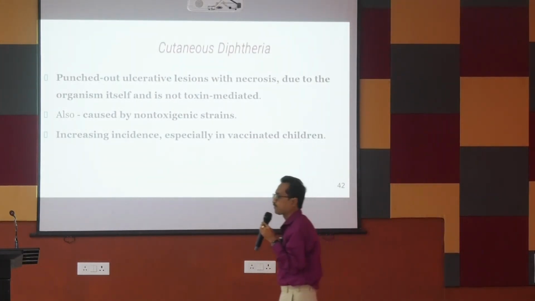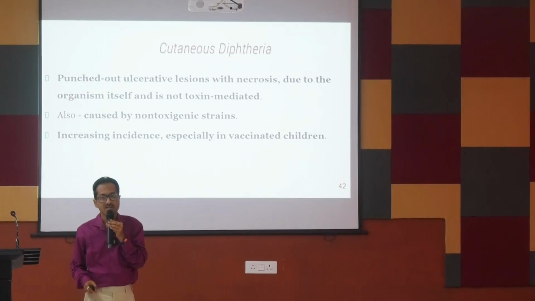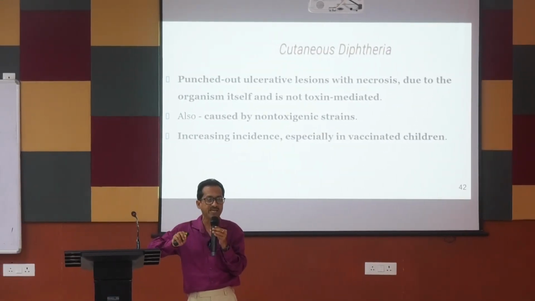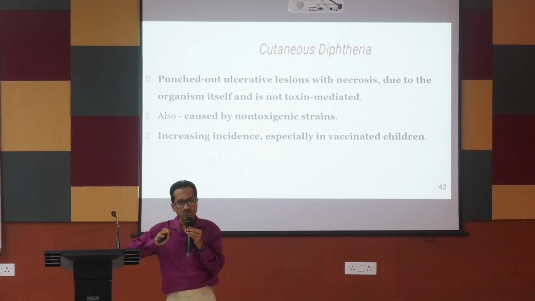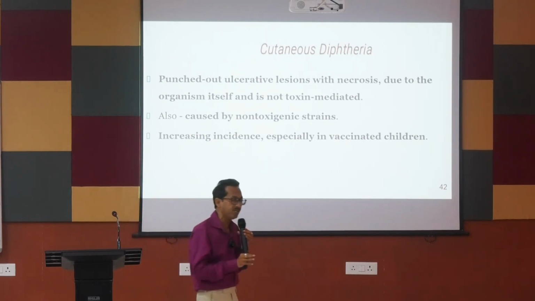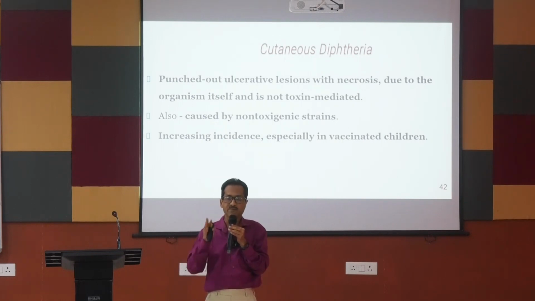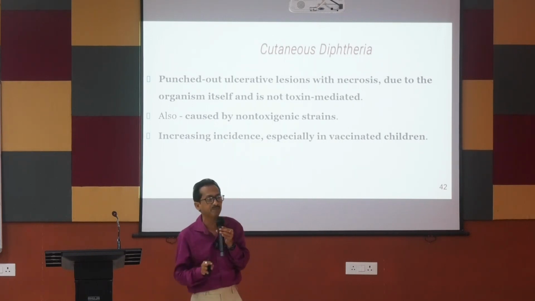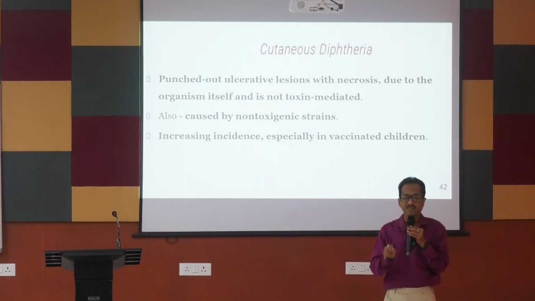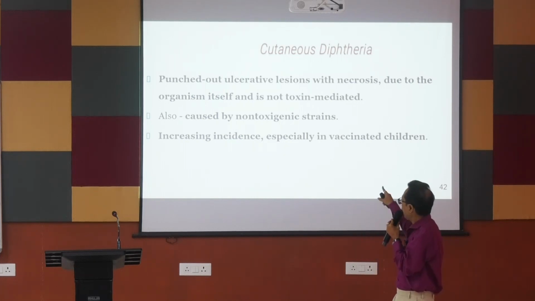Cutaneous diphtheria. In which patient do we see cutaneous diphtheria? We were studying respiratory diphtheria, and respiratory diphtheria is due to toxemia, only due to toxin, but cutaneous diphtheria is not due to toxin, it is due to bacteremia. Remember, you can get cutaneous diphtheria even in a vaccinated patient, because what we are giving in the vaccine is an antitoxin. So bacteremia can occur, and that can lead to cutaneous diphtheria.